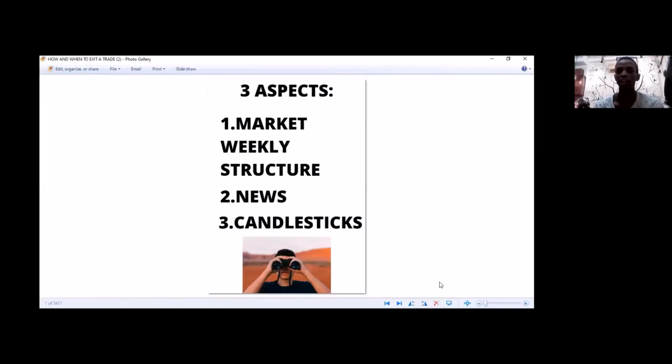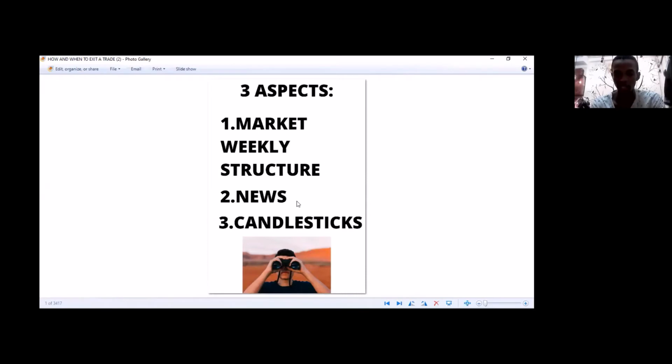So another criteria to look at, guys, is the news. Okay, before we go to the news, I actually should have put candlestick as number 2 because it goes hand in hand with the structure. You're going to see the candlesticks actually tell you if the market for that pair is moving hard or not. So let's go back and I'll show you.